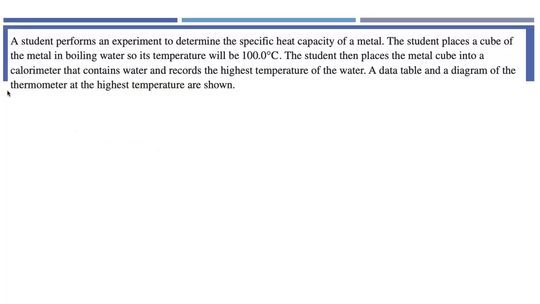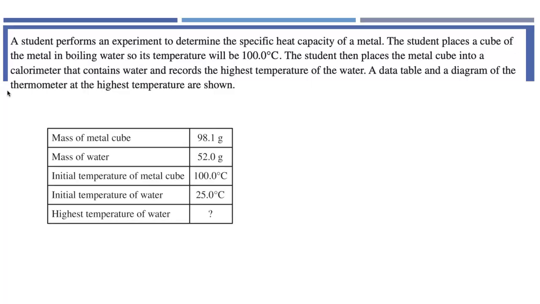A student performs an experiment to determine the specific heat capacity of a metal. Okay, this is going to be a calorimetry problem. I can see that already. The student places a cube of the metal in boiling water, so its temperature will be 100.0 degrees Celsius. The student then places the metal cube into a calorimeter that contains water and records the highest temperature of the water. A data table and a diagram of the thermometer at the highest temperature are shown.